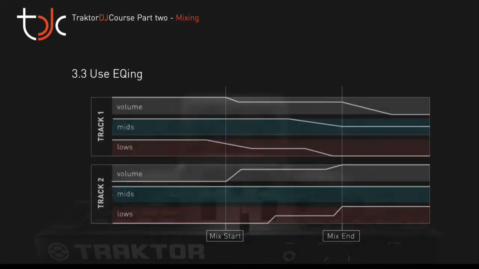Then we also want to use EQing, of course, and to give you an idea what EQing is about, it's basically about making space for the next track. That's how I look at it. So I want to make space for the mixed track when I'm playing my play track. I do this by reducing the volume, but I also want to create a seamless blend. That's why I also work with my frequency ranges, which is represented by my EQ.